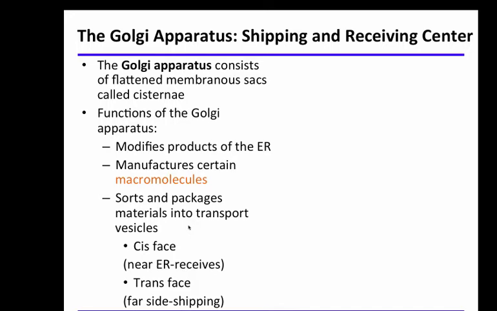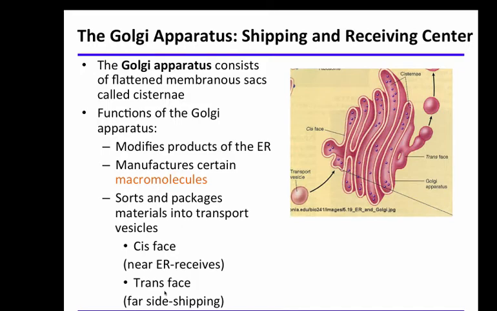And there are two faces of the Golgi. There's a cis face, and it's closer to the endoplasmic reticulum. And this is the receiving end of the Golgi. And there's also a trans face, and it's on the side closest to the membrane. And it is the shipping side of the Golgi. And so what's depicted here is the cis face. So that means that the ER would be on this side to the left. And then the trans face of the Golgi.